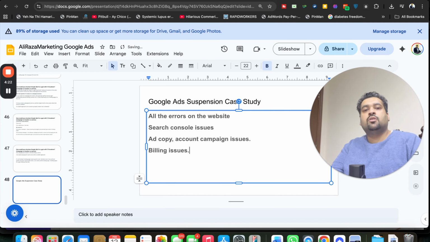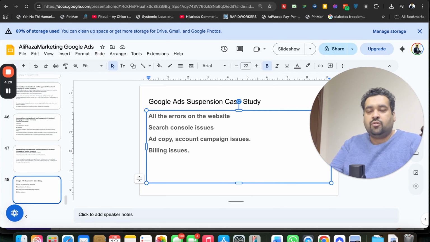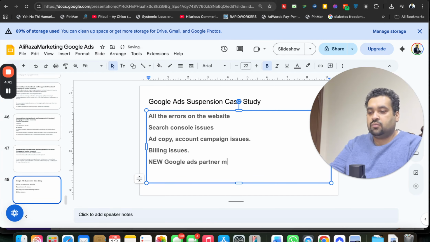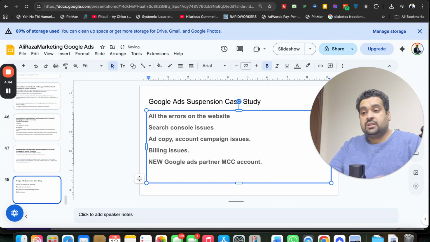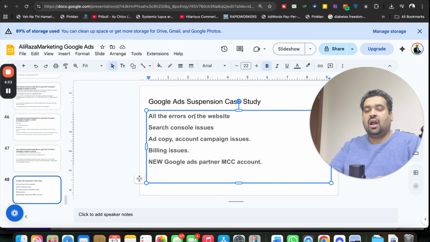Right now, the account had multiple account policy issues, and if that is the reason, we have to look at why other accounts got suspended. That is why we suggested they get a new Google Ads Partner MCC account from us. So this is what we assigned to them. Before we start running ads, the most important thing is that compliance is essential. As I said, we have to look for errors on the website, Search Console, ad copy, and billing issues.